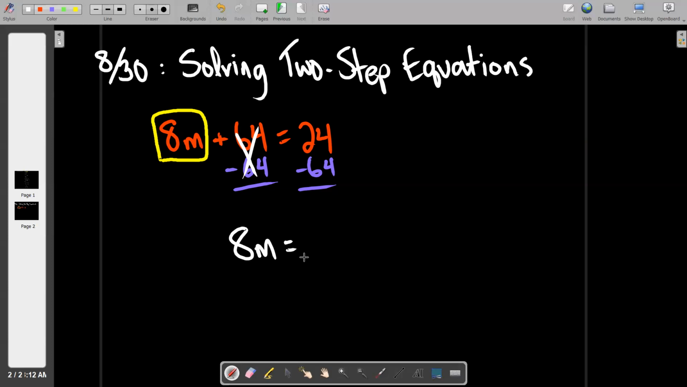So again, you've got the structure in place, and now you can worry about the basic math. What is 24 minus 64? Definitely negative 40. Good. We know that that's got to be negative because 24 doesn't have enough to take away 64. So, and now we're back to a yesterday problem, which is now a 1-step equation. And what do we do from here? We divide by 8 on both sides.